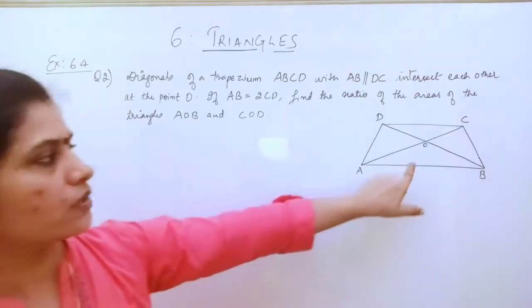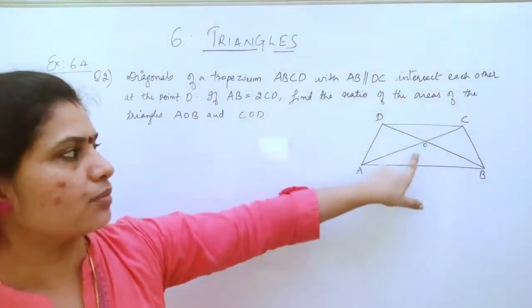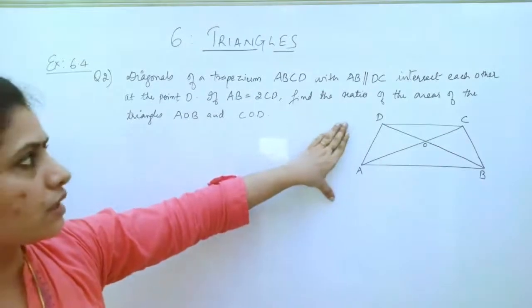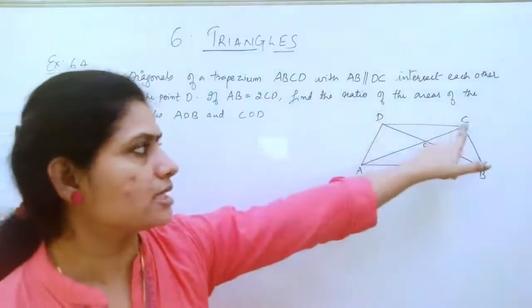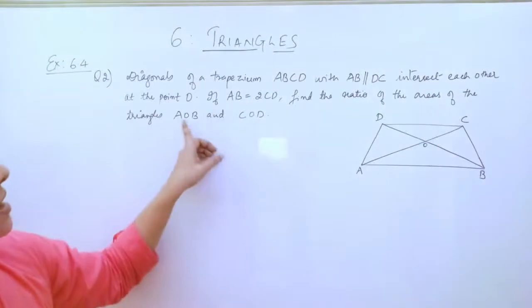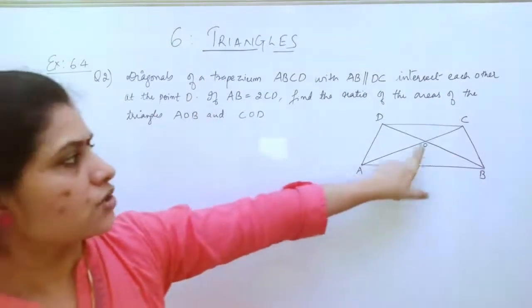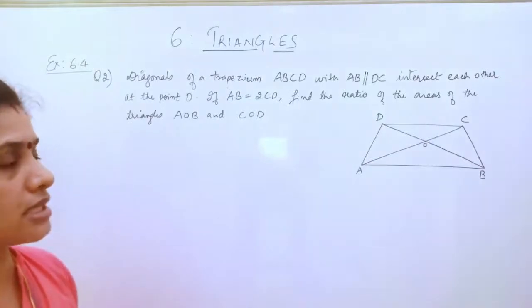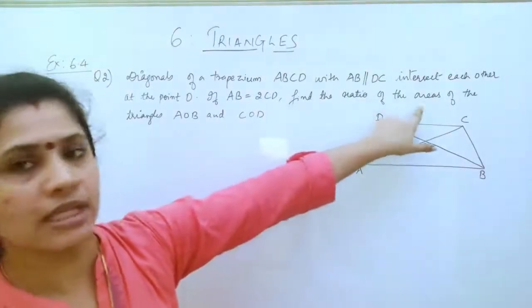That means you have to find out the ratio of these two triangles AOB and COD. The figure is not given, you have to draw the figure with AB parallel to DC. First thing is we need to show that these two triangles are similar. Now why are we showing these two triangles are similar? In order to take the ratio of the areas concept.